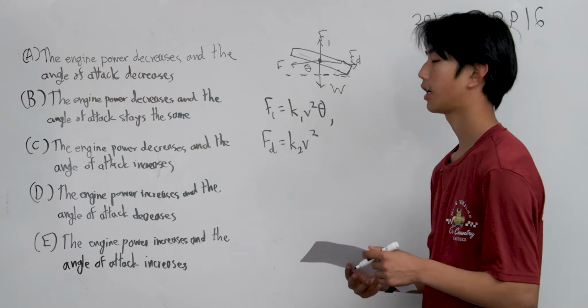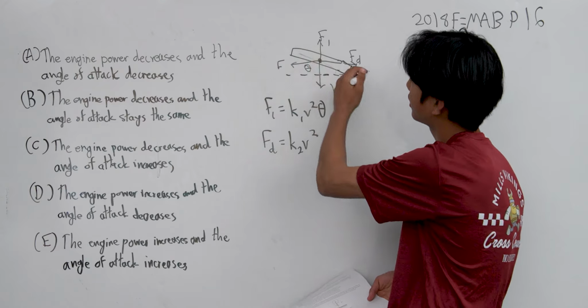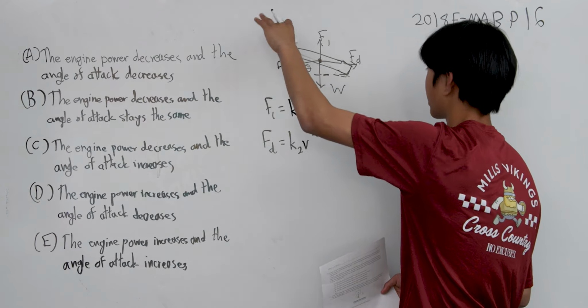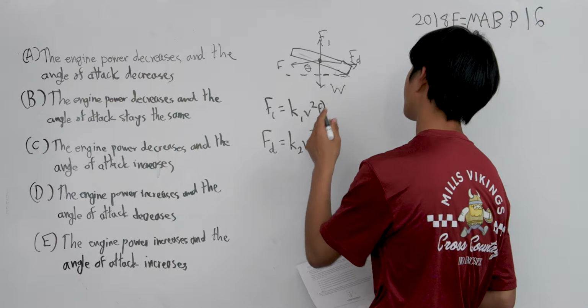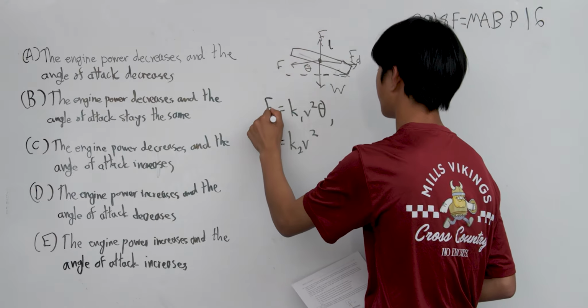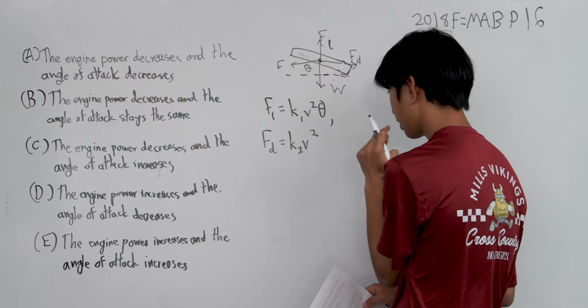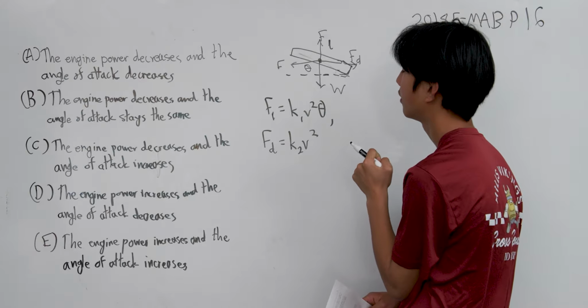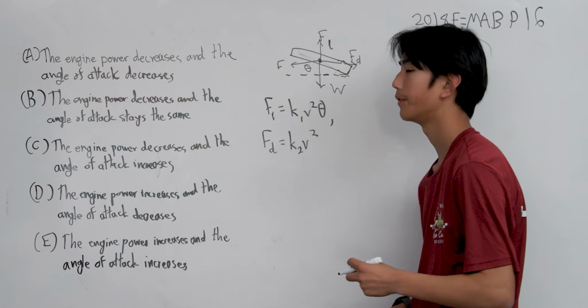And we have a kind of crude diagram I drew. But basically, imagine that this box is the plane and it's going at this angle, angle theta, which is the angle of attack. We now know we have the lift force and the drag force here. Lift is k sub 1 v squared theta, and drag is k sub 2 v squared.